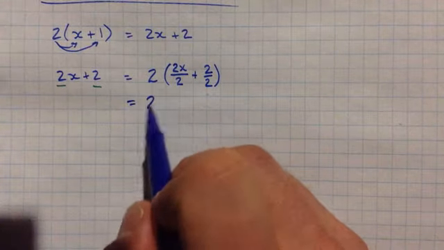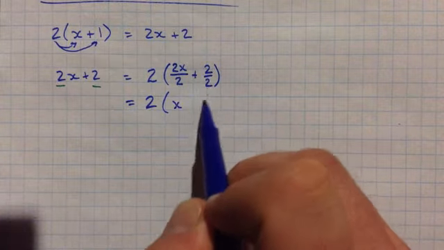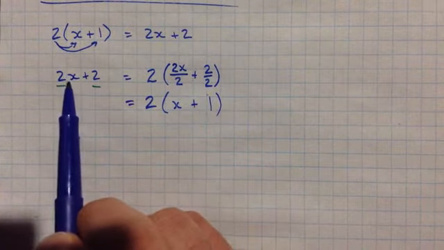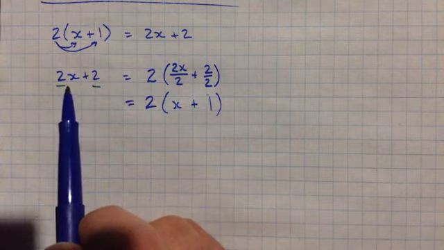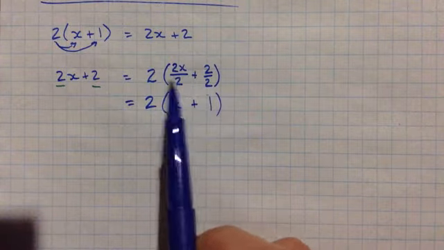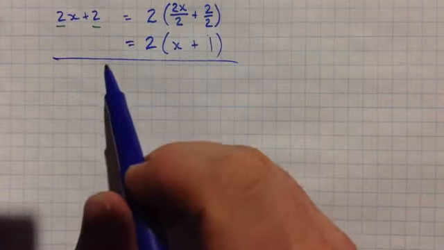And so this 2 stays here. 2x divided by 2 is x, and 2 divided by 2 is 1. So that's how we can go from this version, the simplified version, to this factored version, by dividing each term by the thing that we take out. Okay, let's do another one that we don't know the answer to.